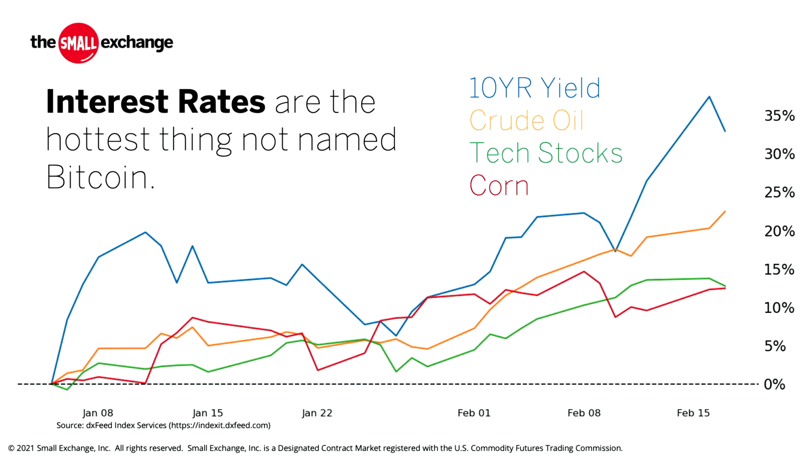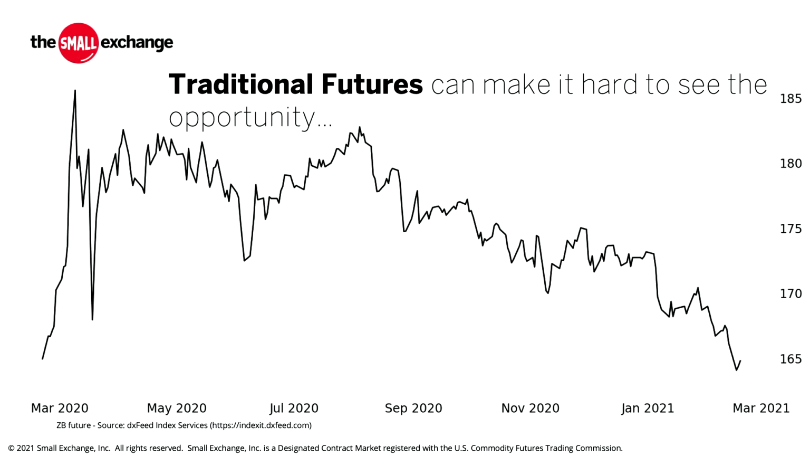And I think that part of that problem is the fact that traditional futures can make it hard to see this opportunity. When you pull up a ZN, or this is the ZB future here, the fact that it fell from 180 to 165, I don't know a ton of people that can tell me directly what that means and what the opportunity is there. But when you read in Wall Street Journal, Financial Times, or just on Twitter, wherever, that, oh, interest rates have moved from 1% to 2%, that means something to me.